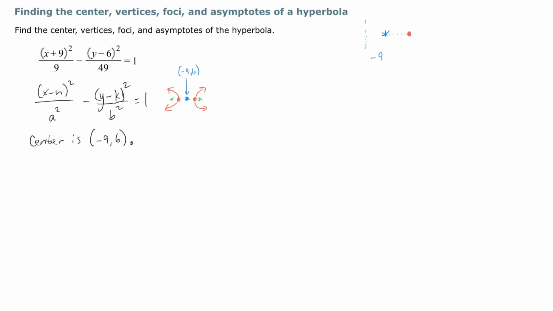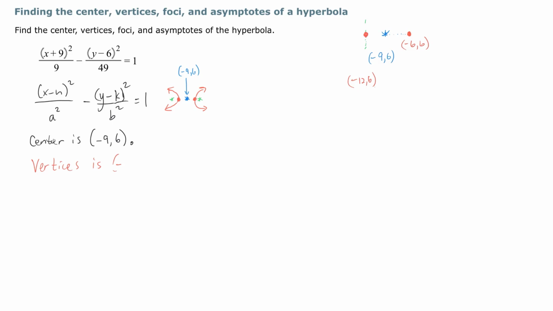So we have -9, 6. And if you go 3 units to the right, then we're at -6, 6. So one of the vertices is -6, 6. And if we go 3 units to the left, we get the other vertex as well. We get -12 comma 6. So we got the vertices that way just by drawing a really rough sketch of things.